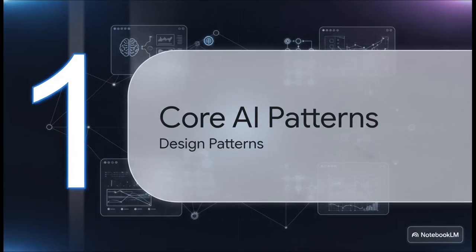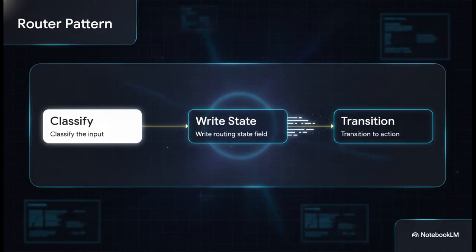Section 1. Core AI Design Patterns. Let's dive right into those foundational blueprints and see exactly how specific logic translates into a visual graph shape. First up is the classic router pattern. It goes like this. You classify the input, explicitly write a clear routing state field to your dictionary, and then transition to the appropriate action. By explicitly writing out that field, conditional transitions, using functions like when or expr, know exactly where to send the execution next. There's no hidden control flow here. It is 100% explicitly graphed.